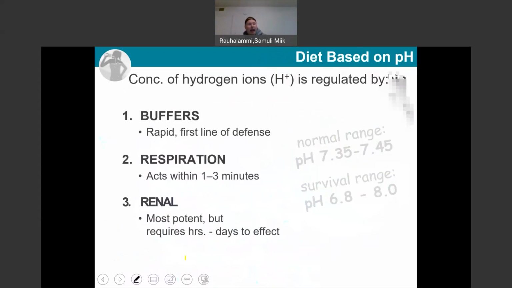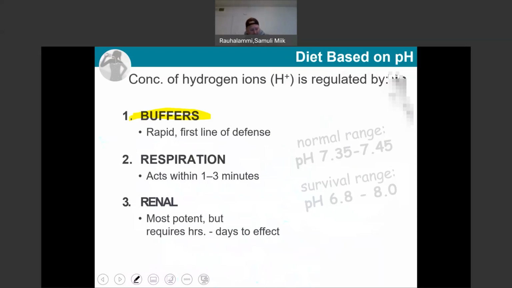First mechanism that we have is using various different buffers. Buffers are simply chemicals that bind into acids or bases and bring their pH back close to the neutral, the 7. So these chemicals act very, very fast. Within seconds. It's a very fast first line of defense against the pH change.